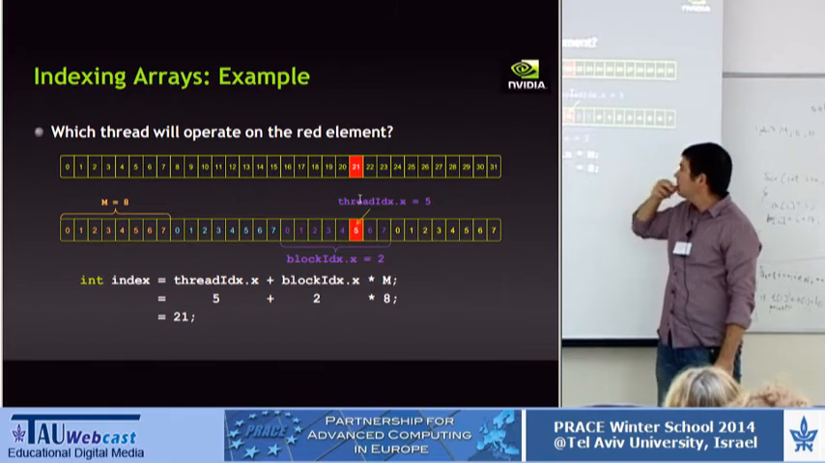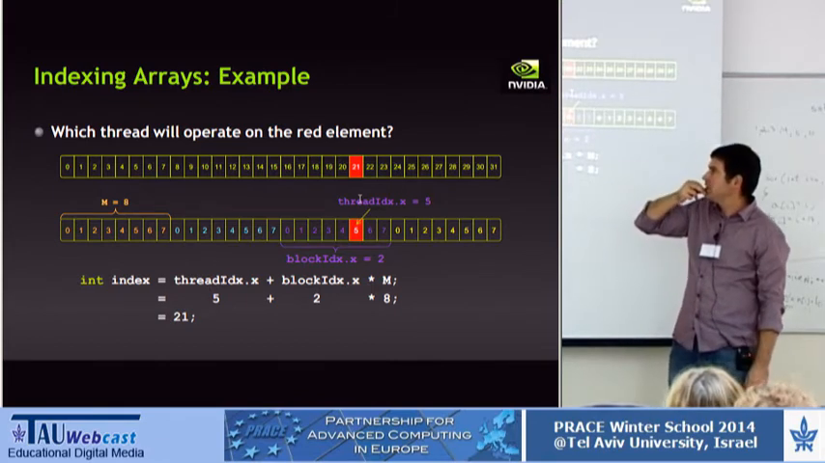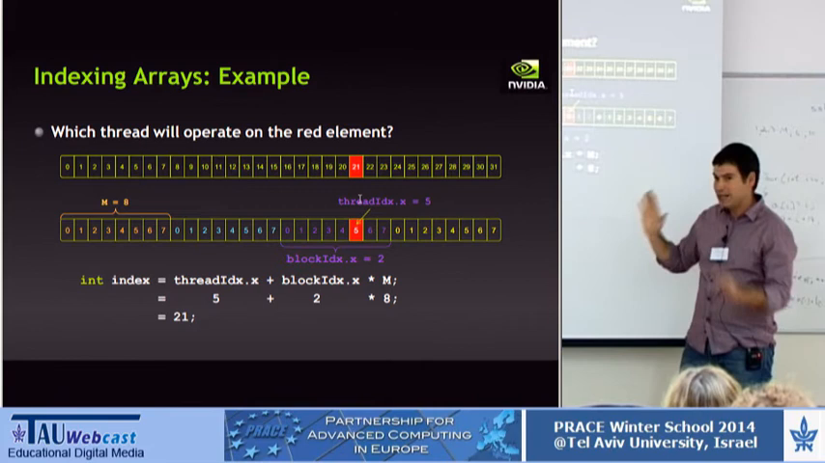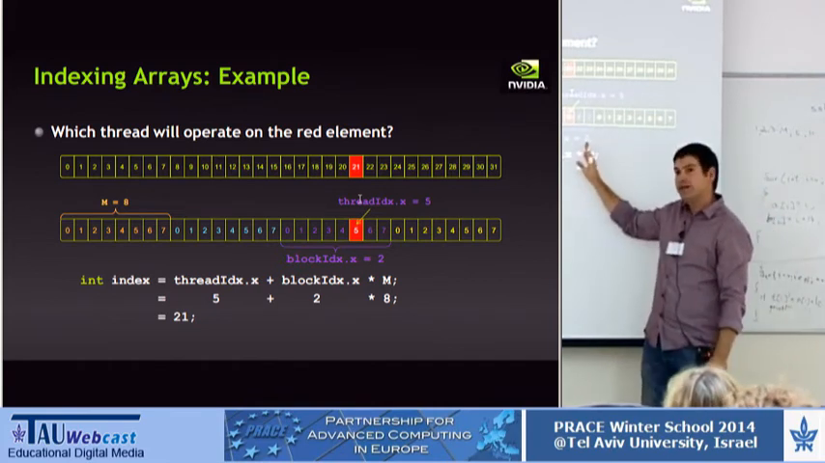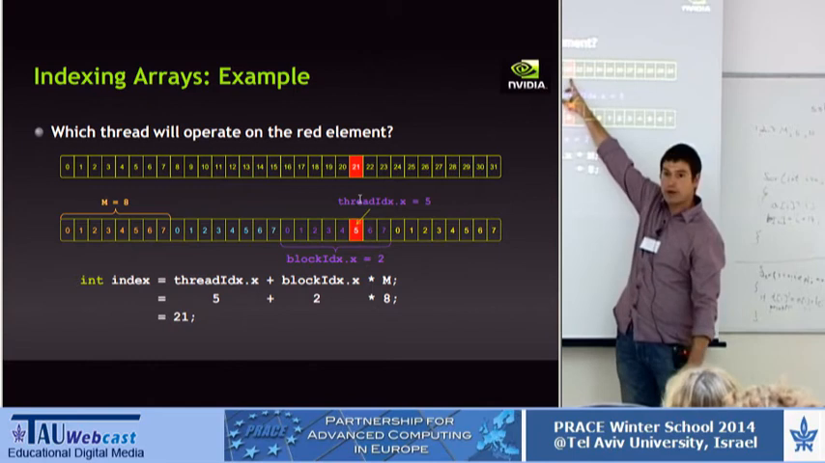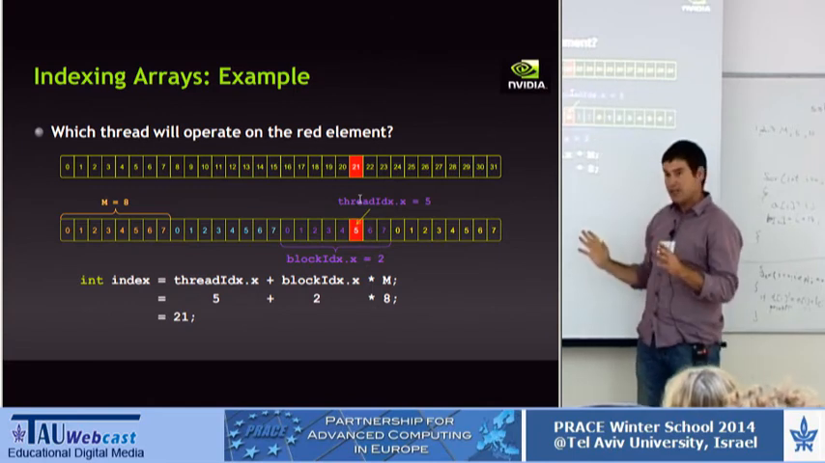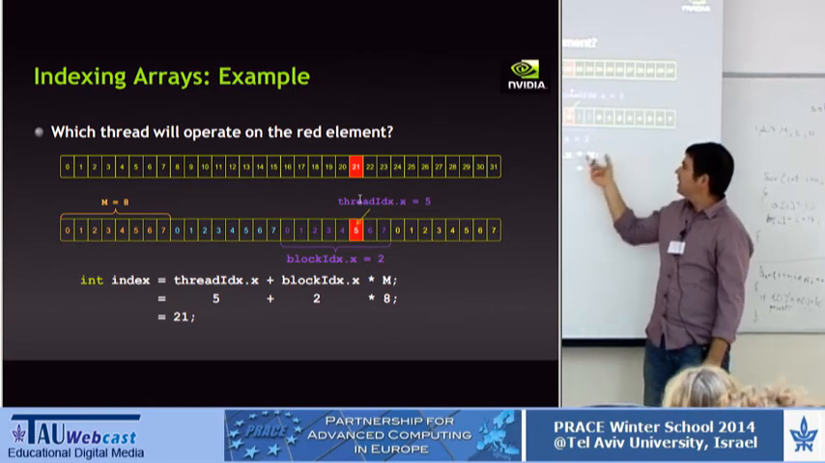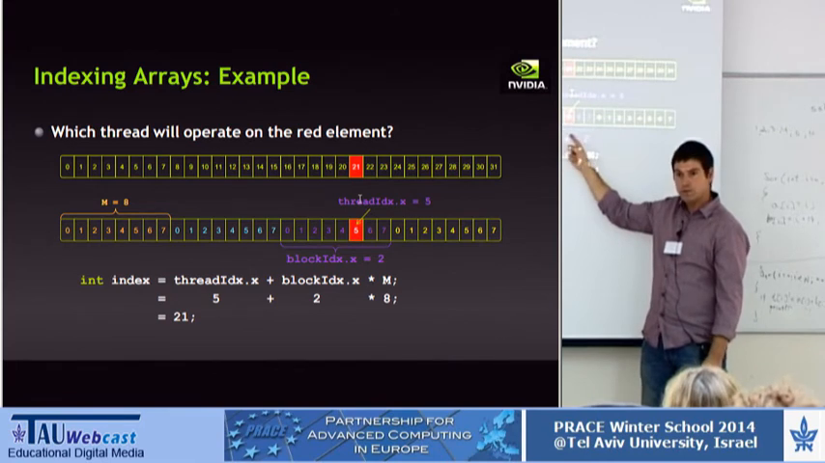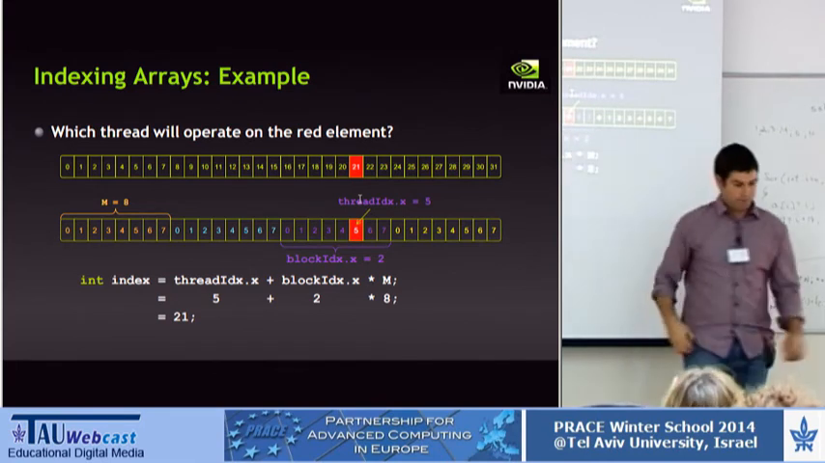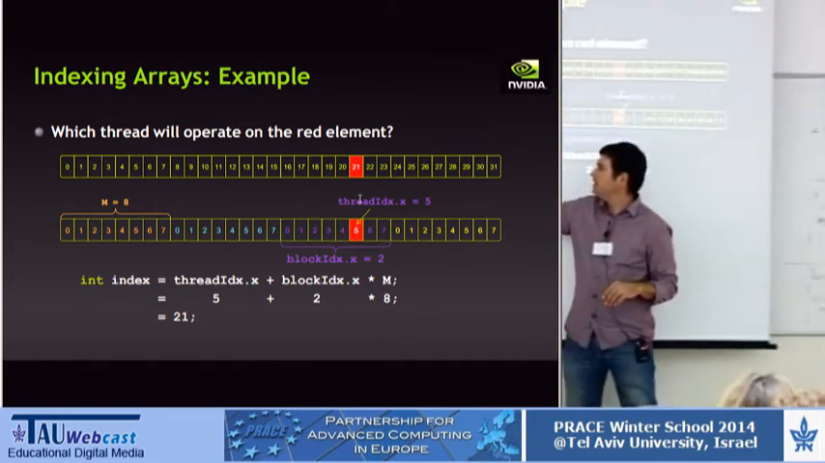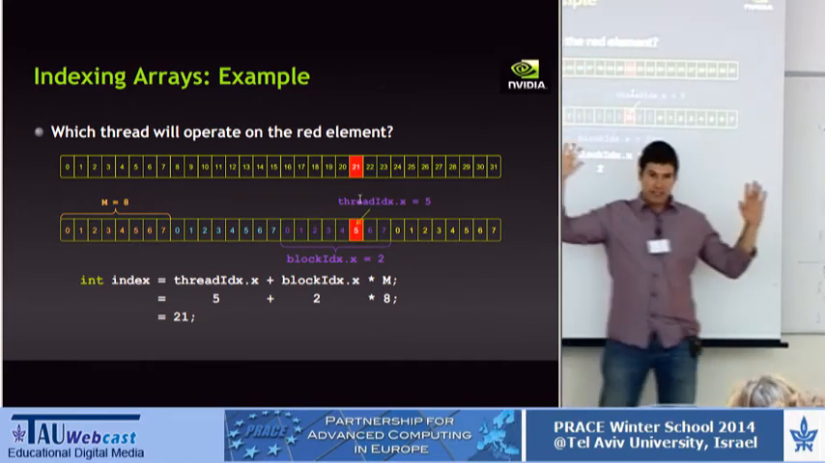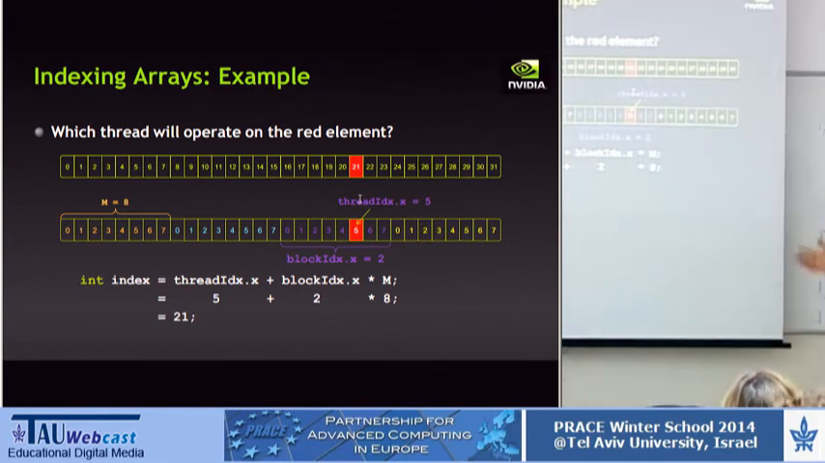It works this way. The question here is what block ID and thread ID are going to deal with element number 21. And the answer is it's going to be the 5th thread in block number 2. Is it kind of a pointer? It's not a pointer, it's just numbers so far. These are magic numbers and I'm making an index out of them. That's it. And now, obviously, I'm going to work on this index.